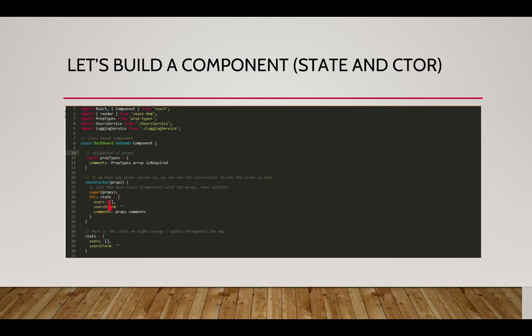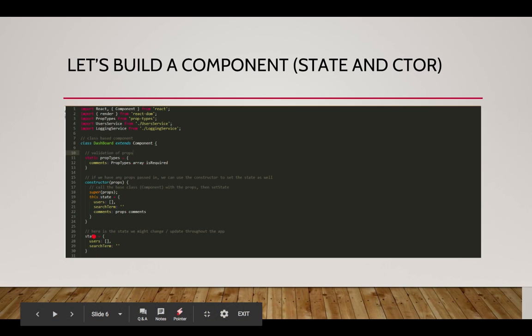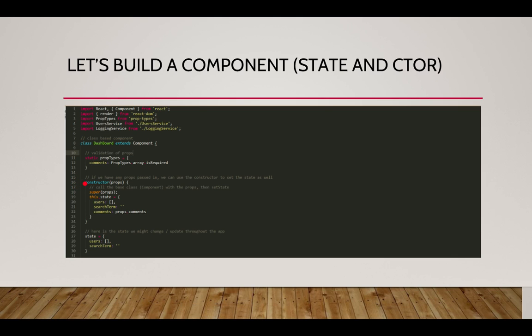So next, again, I have state here too. This is not a mistake. I'm just showing two ways of writing state. So if we have any props that we want to be part of our state, we need to set our state in the constructor. The constructor is the method that is called on instantiation of the class. When we say new Dashboard, that's when the class is first created. That's when this constructor is called.